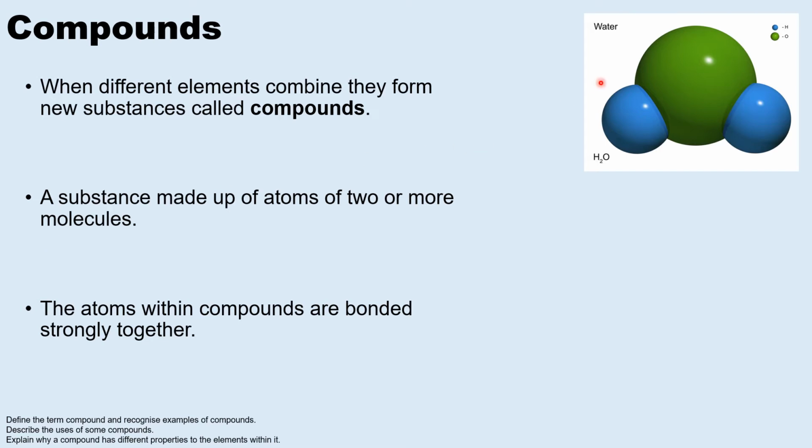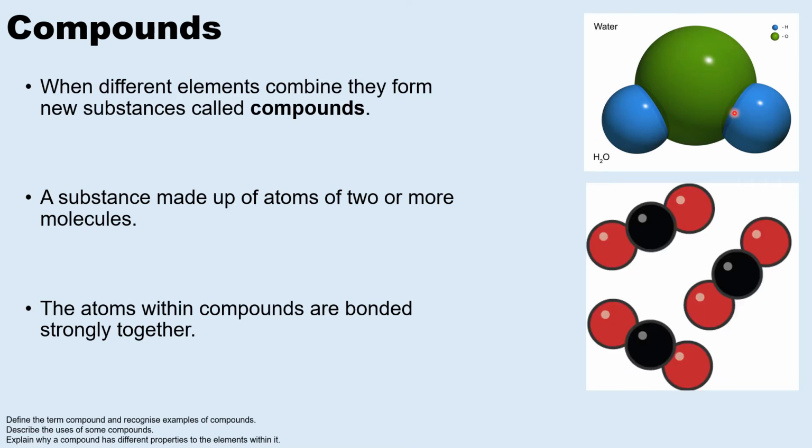So here we have water. So as I said earlier, that is made up of hydrogen, and the hydrogen would be the blue, and oxygen, which is the green. And this one is carbon dioxide. So carbon dioxide meaning there is one carbon and two oxygens. So the carbon would be the black atom in the middle, and the red would be the oxygen.